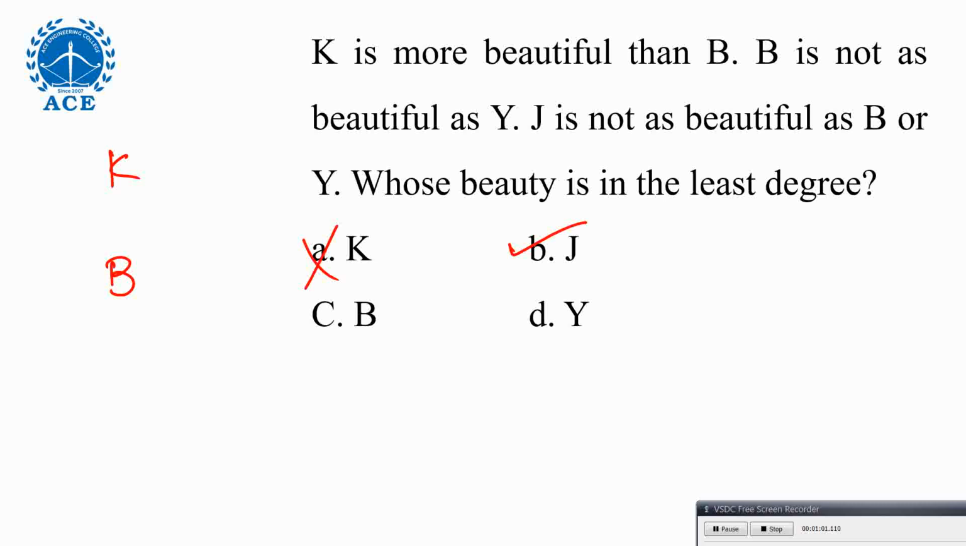So J is the least among them, but we cannot decide the exact order, whether J will be below K or above K, below B or above B. That we cannot decide right now. B and Y's places we cannot fix exactly, but J is the least, that we can decide. Y may be here, Y may be here. B is not as beautiful as Y, so Y should be above B. But between B, Y, K or Y, K, B, that we cannot decide here.